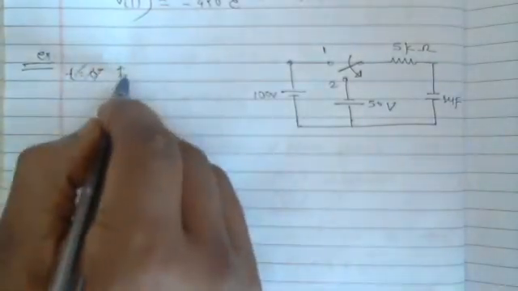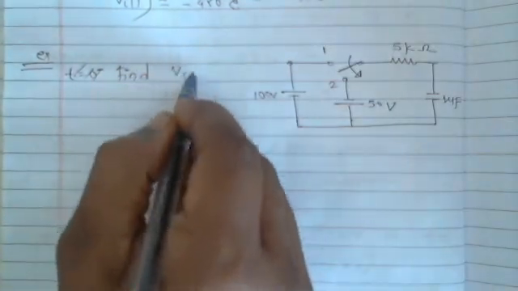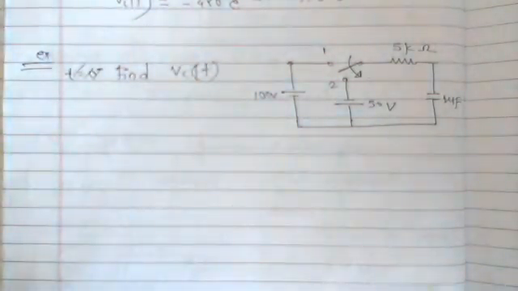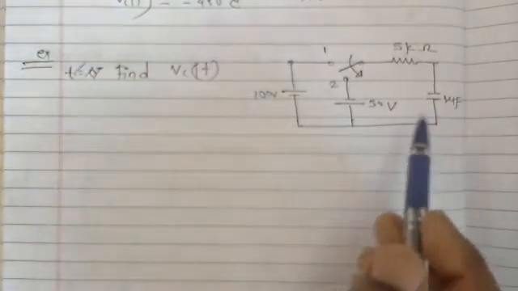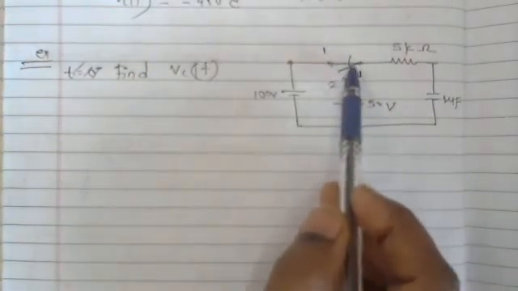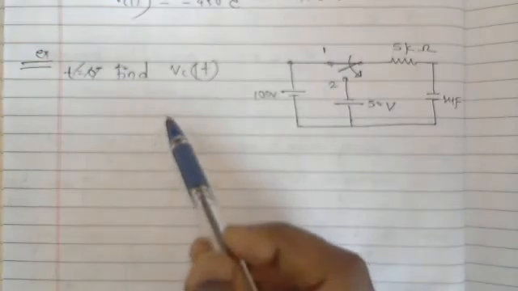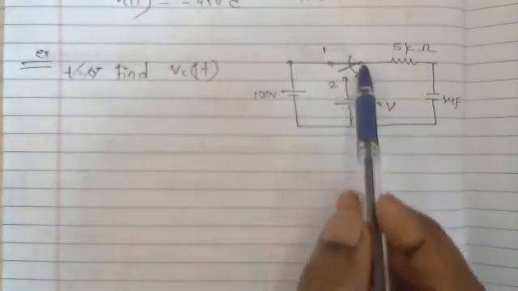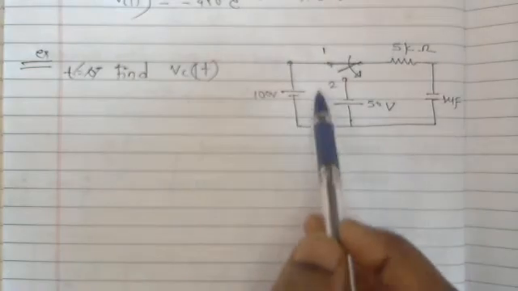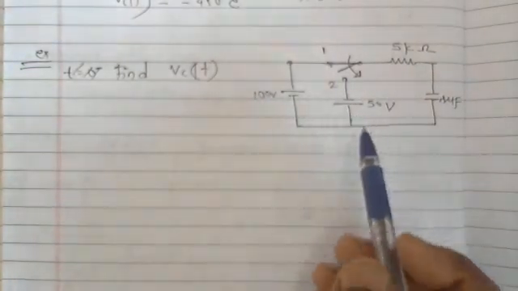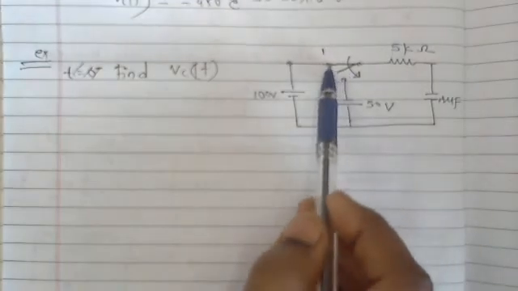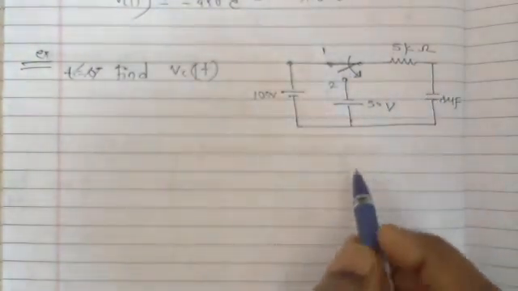No, what is asked first? Sorry. The question is to find Vc of t, the voltage at the capacitor at a particular time. At 0 minus, the switch will be here. When the switch is here, there is a supply, so automatically your capacitor will reach steady state. Though it is not given, you can easily see that when the switch is in this position for a long time, the capacitor will achieve a steady state.